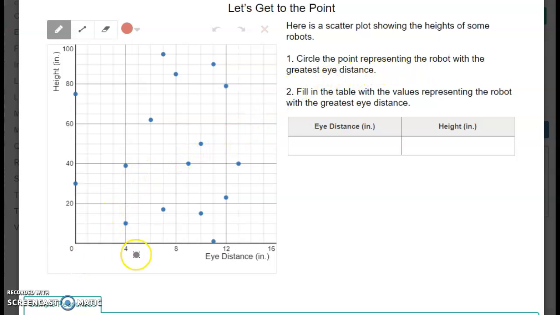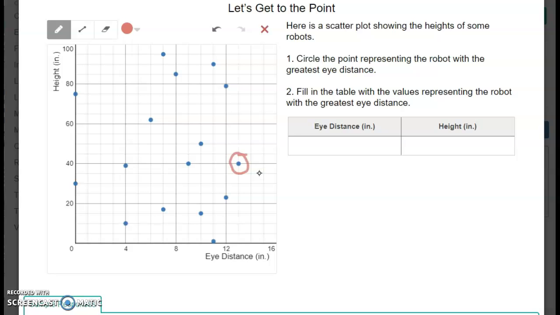Okay, greatest eye distance, that's the x-axis. Which is the robot with the greatest eye distance? Which is the one with the biggest number here? It's 13 here. Okay, so that's the one. So I am going to circle that one. It's this point right here.